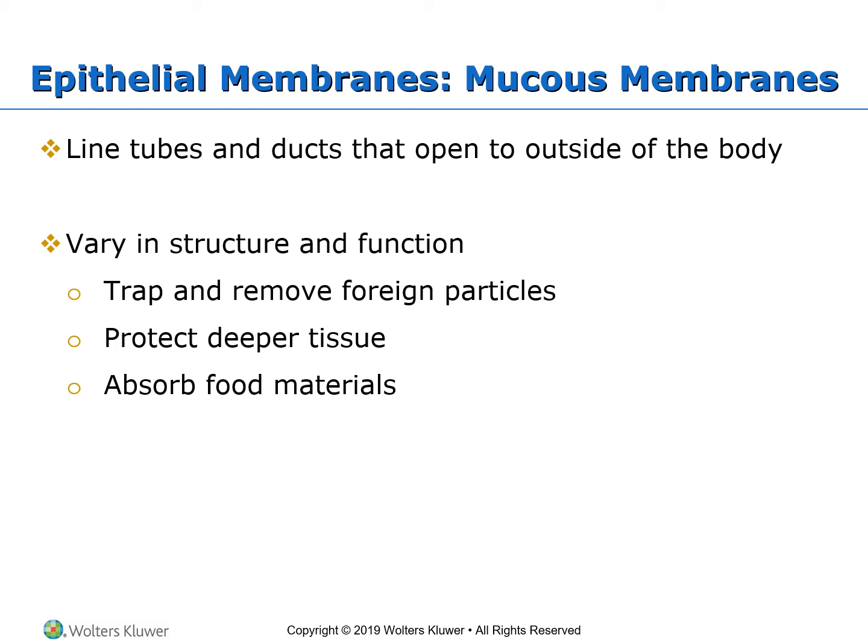So those mucous membranes will have different associated cellular structures, like cilia that will trap and remove foreign particles along with the mucus, will protect deeper tissue, and will have the ability to absorb food materials in the digestive system.